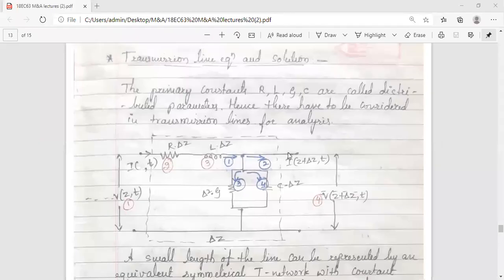We started the discussion of transmission line equation and solution in the previous session. So today let us continue that and let us try to find the equation and solution for transmission lines. And in order to understand the basics of this transmission line equation, how to solve, we went on with the discussion of low frequency circuits.